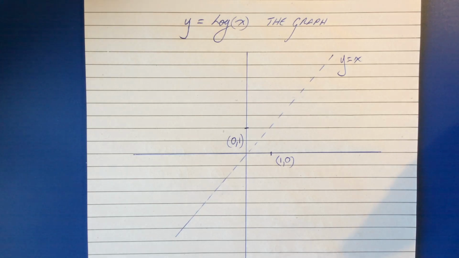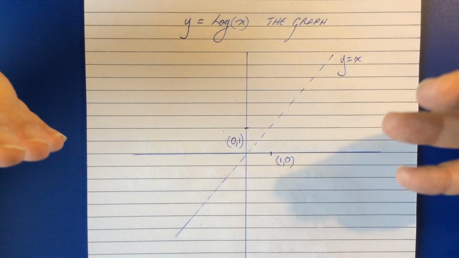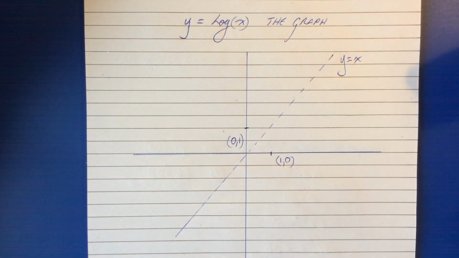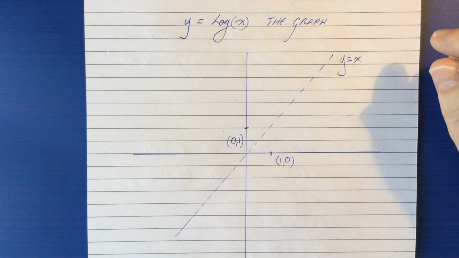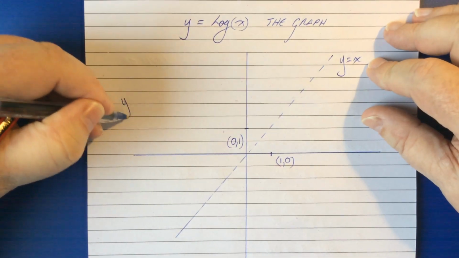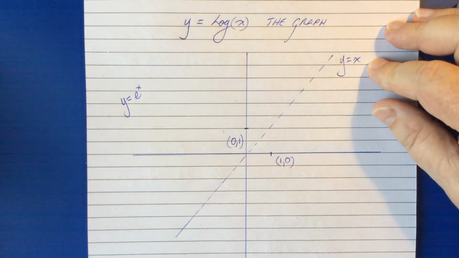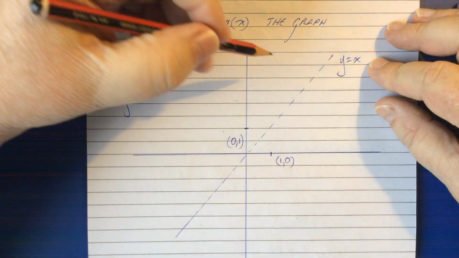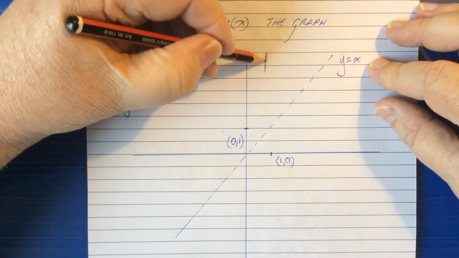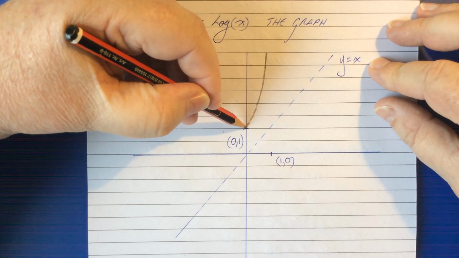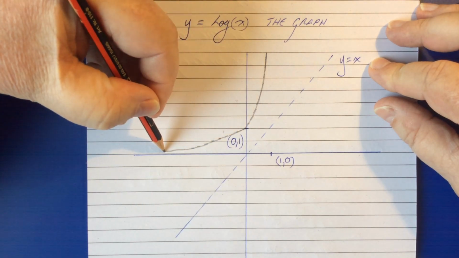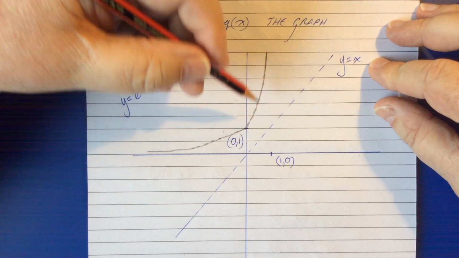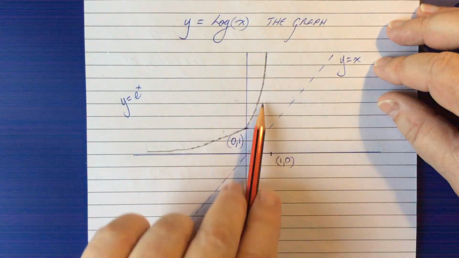Hopefully you have been told that logarithms are the inverse of exponentials. So what I'm going to do is draw in the graph of y equals e to the x. And that looks like this. I could have chosen another exponential, but it probably confuses things when it comes to dealing with the logarithm. So my badly executed drawing of y equals e to the x looks like this.